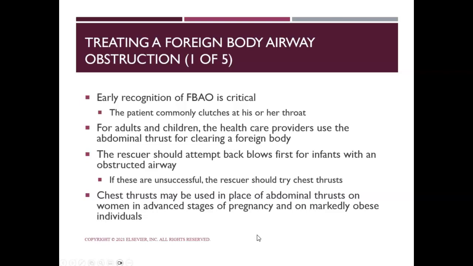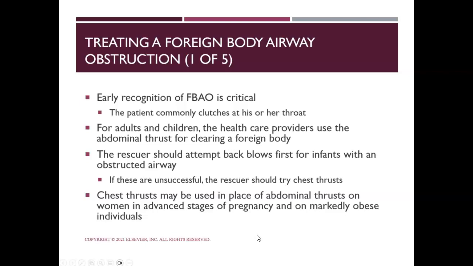If you have a complete obstruction to your upper airway, you're not moving any air, so you're not going to be making any noises. They just might be clutching at their throat as their only indication. If it's an adult or a child, you're going to try to clear that airway obstruction by doing abdominal thrusts. So that's your Heimlich maneuver.